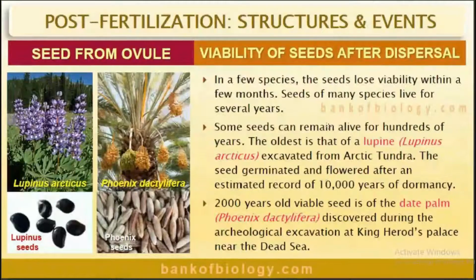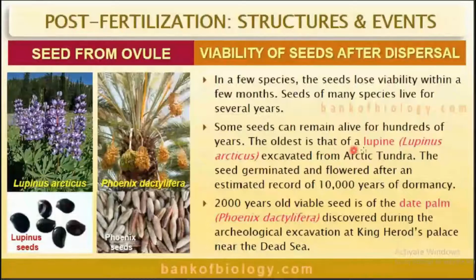What about the viability of the seed? What do you mean by viability of seed? You can see so many plants here. The date palm is present here, Phoenix dactylifera. Then this is Lupinus arcticus. They show different seed viability. In a few species, the seeds lose viability within a few months. Seeds of many species live for several years, but some seeds can remain alive for hundreds of years.